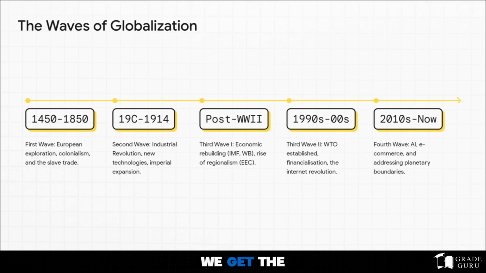After World War II, we get the third wave. This is where institutions like the IMF pop up. And then it goes into overdrive in the 90s with the internet. And that brings us to today, the fourth wave, which is all about AI, online shopping, but also, and this is key, facing huge global problems like climate change. The big takeaway here, each wave doesn't replace the last one, it builds on top of it, making everything more and more connected and complex.